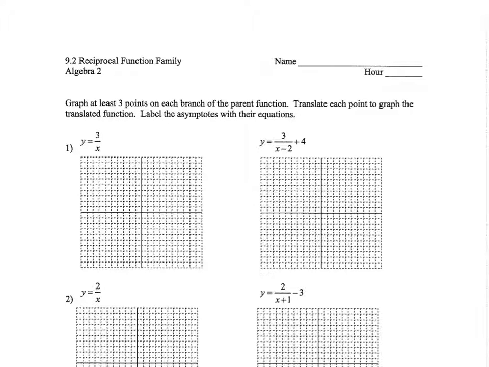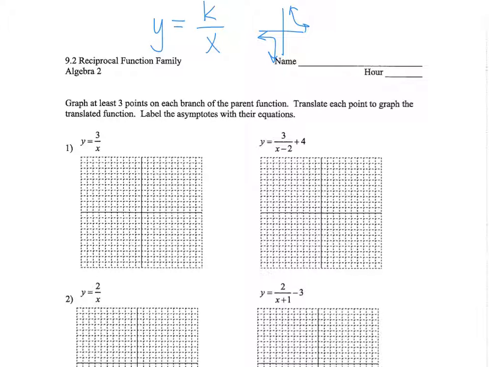So the parent function that we're going to graph today is y equals k over x, inverse variation, which looks like this. If k is positive, the function is going to be in the first and third quadrant, because if k is positive and x is positive, then you're going to have two positives right here. And if k is positive and x is negative over here, you're going to be in the third quadrant.